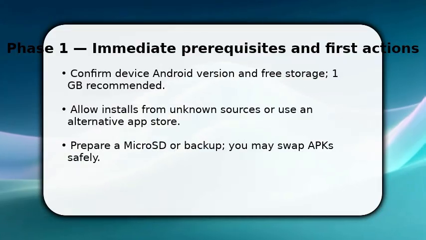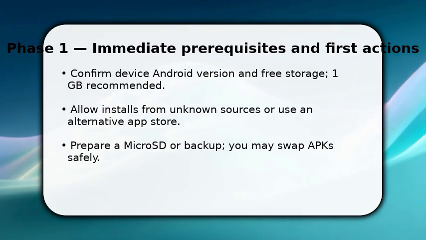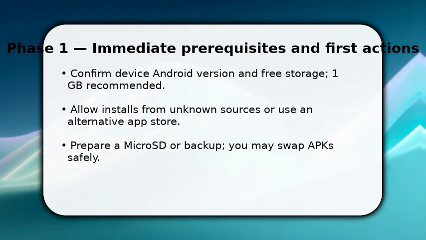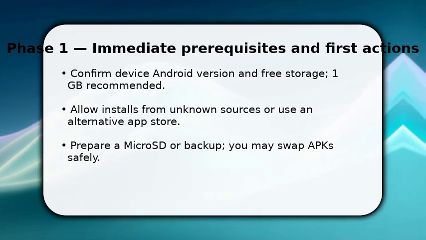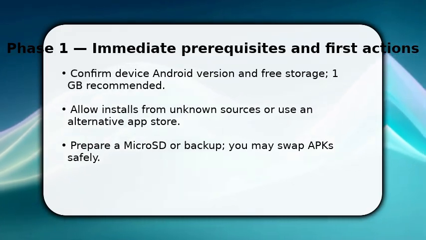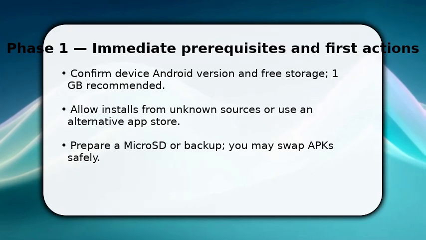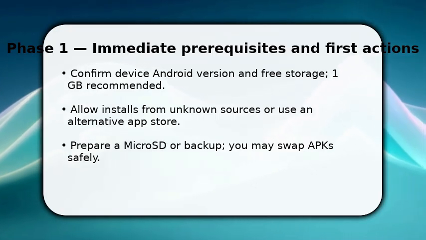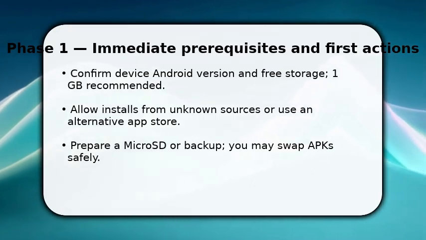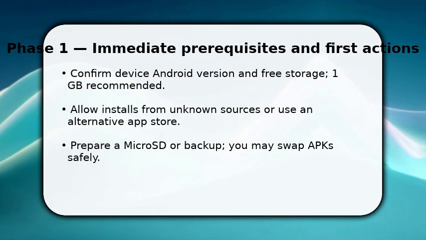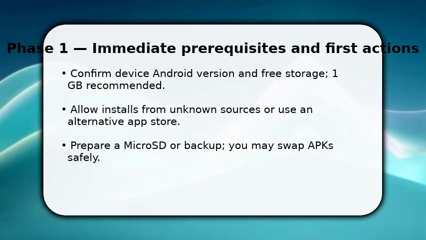You start by checking Android version and available storage, because compatibility matters. Once done, enable installs from unknown sources or prepare an alternate app store like an open-source repository. This lets you sideload. Make sure to back up current app data to micro SD or cloud. That prevents loss if you remove play-linked packages.